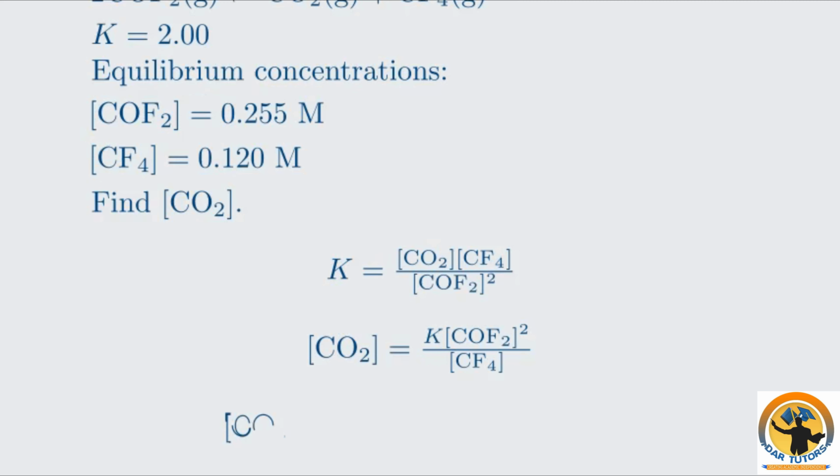Finally, we plug in the given values. The concentration of CO2 is 2.0 times 0.255 squared, divided by 0.120. This calculates to an equilibrium concentration for CO2 of 1.08 M. So, when you have K and all but one equilibrium concentration, you can find the missing value through direct substitution and rearrangement. The next type of problem is more challenging.